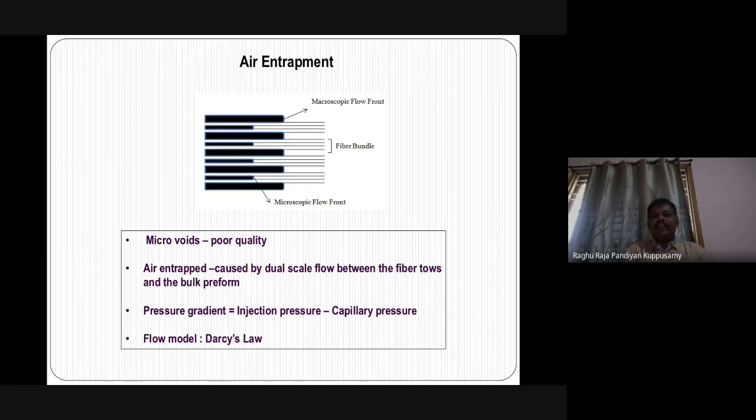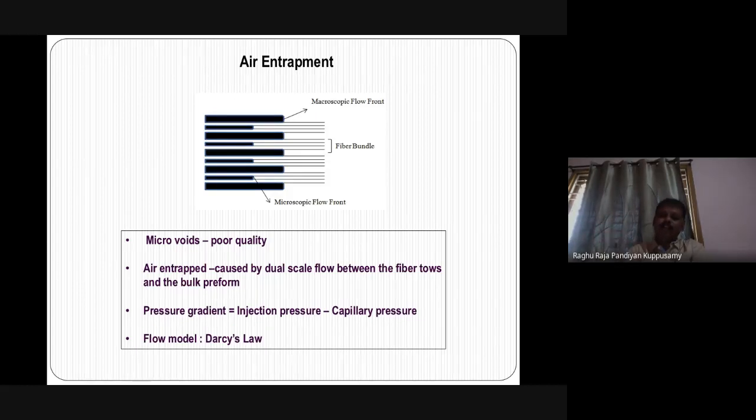The pressure gradient used here for modeling the air entrapment is like capillary pressure. So the pressure gradient will not be only injection pressure minus atmospheric pressure. In this case, it is injection pressure minus capillary pressure. The capillary pressure in the simulation has to be modeled with respect to every fiber tow. You will have plenty of fiber tows, and you cannot fix a pressure value in each and every tow. So what you do is have a positive pressure at the vent, which serves as the capillary pressure for the pressure gradient to simulate the air entrapment model.